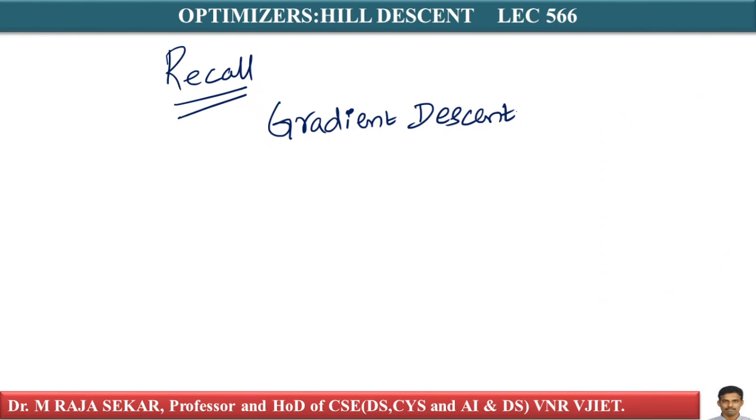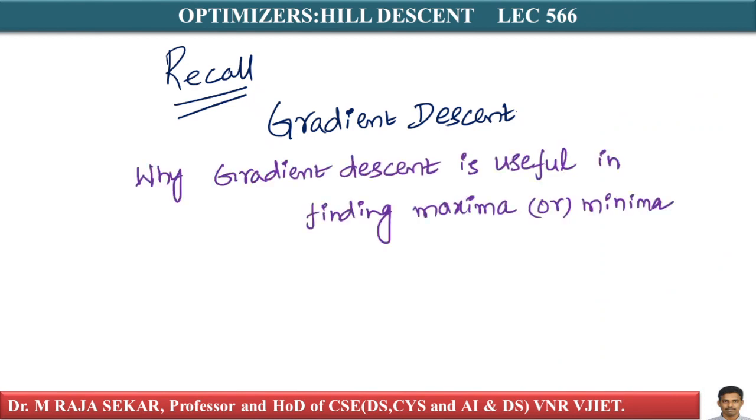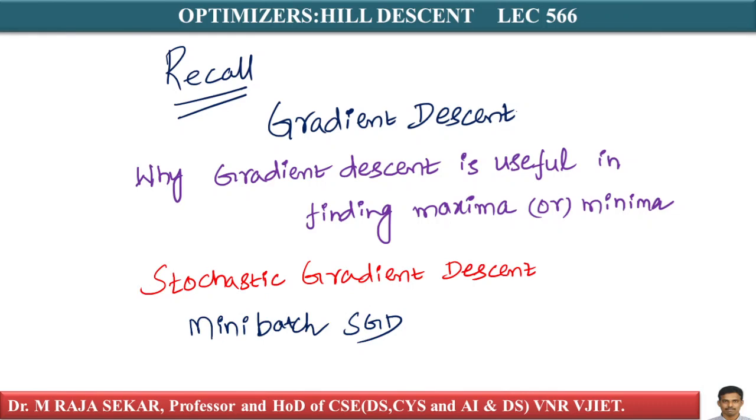Recall our previous lectures. We discussed gradient descent, and why gradient descent is useful in finding maxima and minima. We discussed stochastic gradient descent and mini-batch gradient descents, and how these are useful for finding maxima and minima. Just go through my previous lecture series. I explained all these concepts in detail.